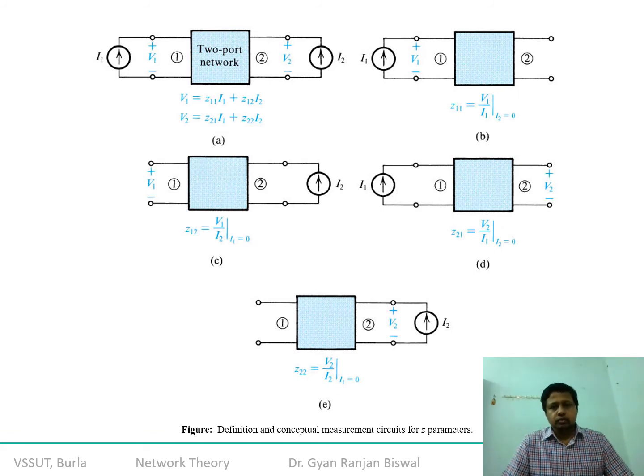But important is that you have two terminals, 1 and 1 dash, where at terminal 1 the input voltage is V1 and current is I1, and at port number 2 the terminal voltage and current are denoted by V2 and I2. Therefore the mathematical interpretation of this two-port network can be recognized as V1 is equal to Z11 I1 plus Z12 I2, and V2 is equal to Z21 I1 plus Z22 I2.